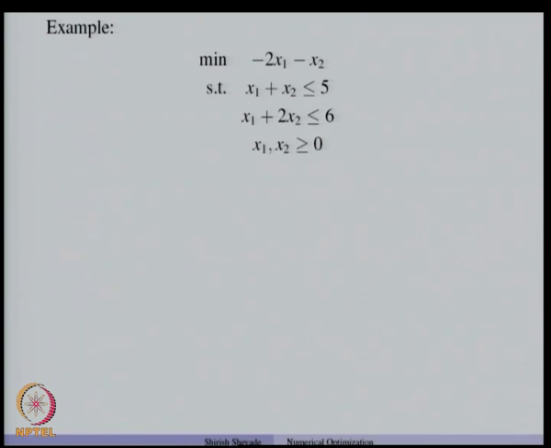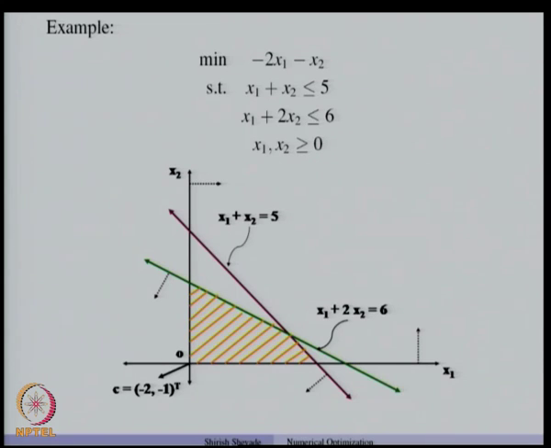Now, let us consider an example. We have the problem: minimize minus 2 x 1 minus x 2 subject to the constraints x 1 plus x 2 less than or equal to 5, x 1 plus 2 x 2 less than or equal to 6, and x 1 and x 2 are non-negative. So, let us draw the constraint set. x 1 plus x 2 equal to 5 is this line, and x 1 plus x 2 less than or equal to 5 is the half space denoted by this arrow. Similarly, x 1 plus 2 x 2 equal to 6 is this line, and the set x 1 plus 2 x 2 less than or equal to 6 is denoted by this arrow.